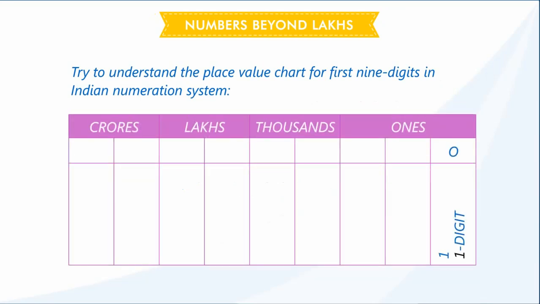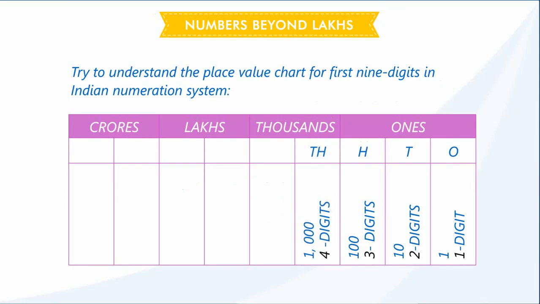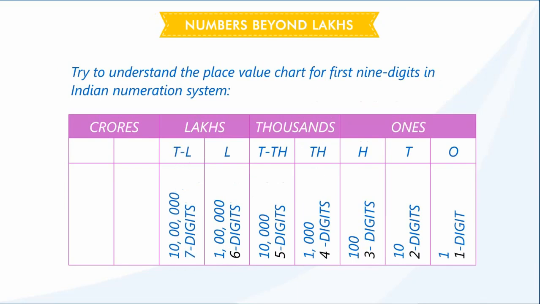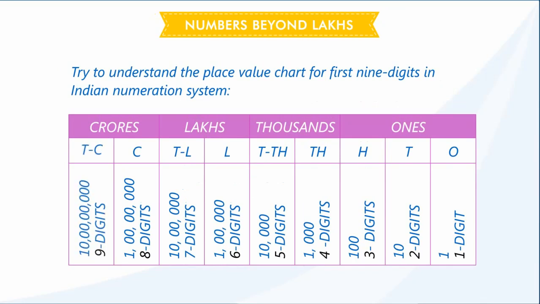Ones, tens, hundreds, thousands, 10,000s, lakhs, 10 lakhs, crores, 10 crores. In ones, there is 1 digit. In tens, there are 2 digits. In hundreds, there are 3 digits. Similarly, in 10 crores, there are 9 digits.